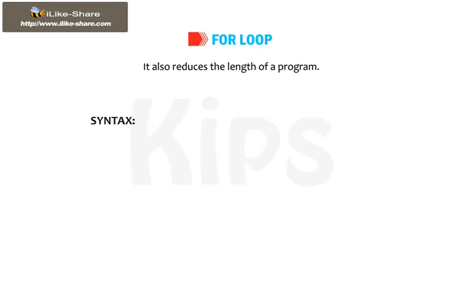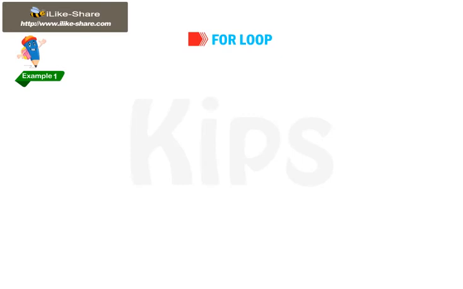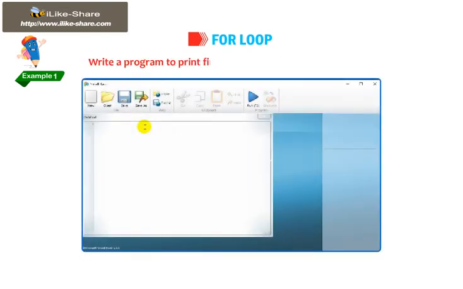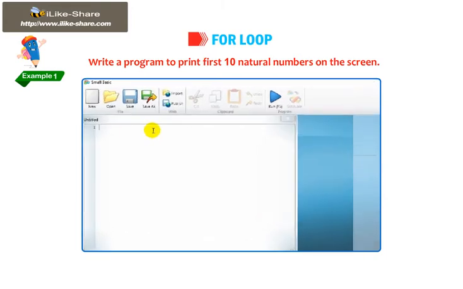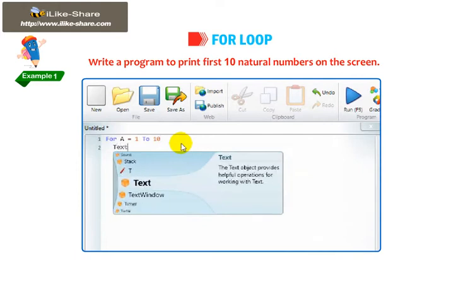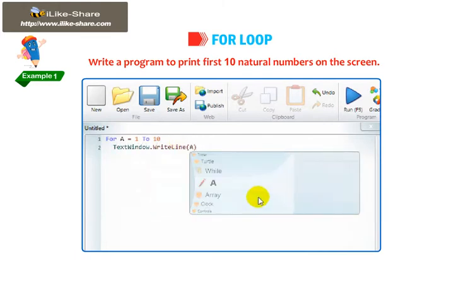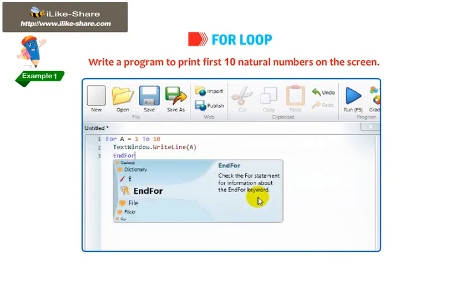The syntax is: for control variable equals initial value to final value. For example, write a program to print first 10 natural numbers on the screen. For a equals 1 to 10. TextWindow.WriteLine(a). EndFor.